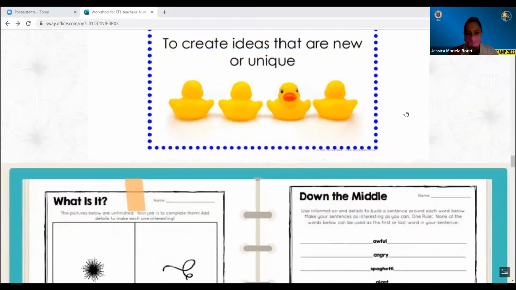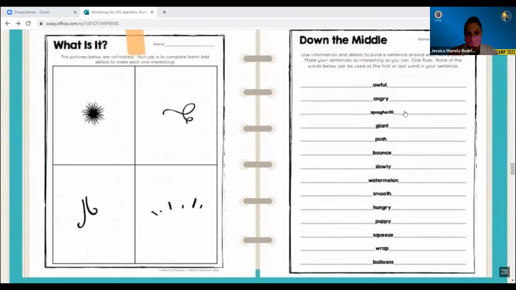And here we have two activities that we're going to work in the same way. Okay, you are going to choose one of them. In the first one, the name of the activity is What Is It? And we have some shapes or some little drawings that you have to finish to make them more complete. Okay, you have to add details and you have to make them more interesting. So for this activity, at the end, you have to show me your page. Okay, you have to turn on your camera if you work on that one.